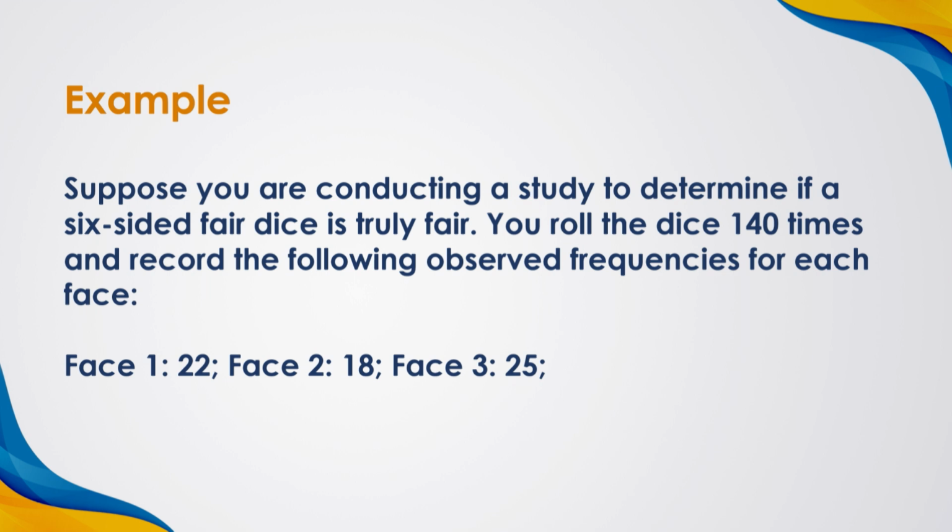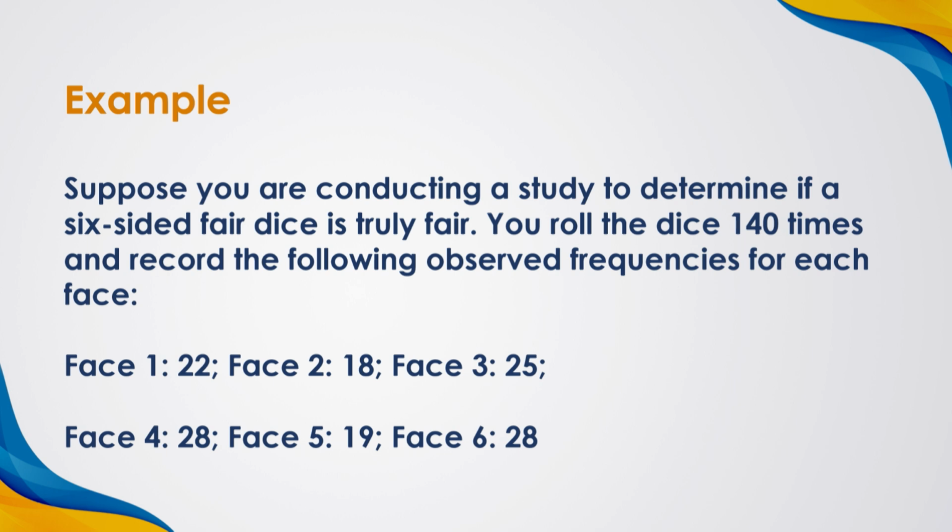Face 1, that is the die facing 1, has been obtained 22 times. Face 2 has been obtained 18 times. Then face 3 has been obtained 25 times. Then face 4 is 28, face 5 is 19 and face 6 is 28. This is the total count here.